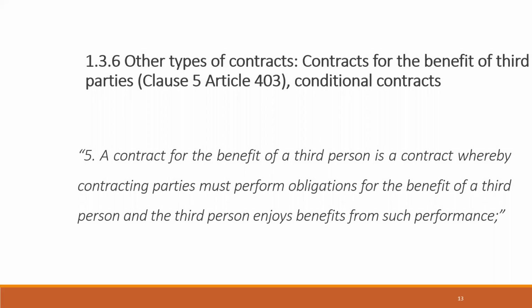What about other types of contract? The contract for the benefit of a third party and the conditional contract. A contract for the benefit of a third person is a contract whereby the contracting party must perform an obligation for the benefit of a third person, and the third person enjoys the benefit from such performance.